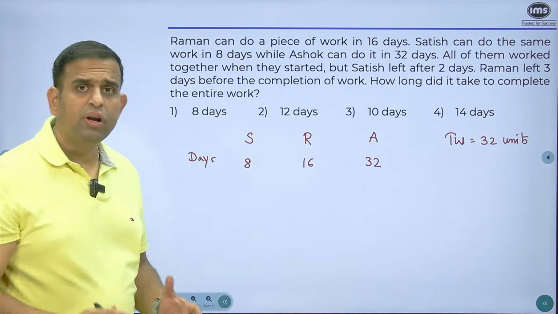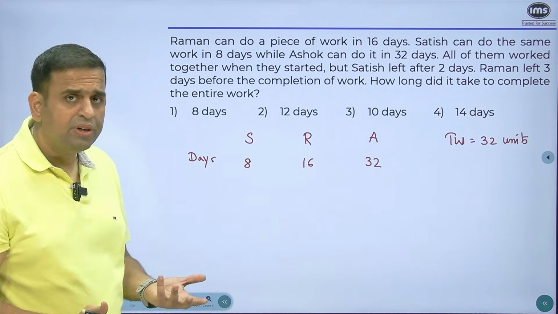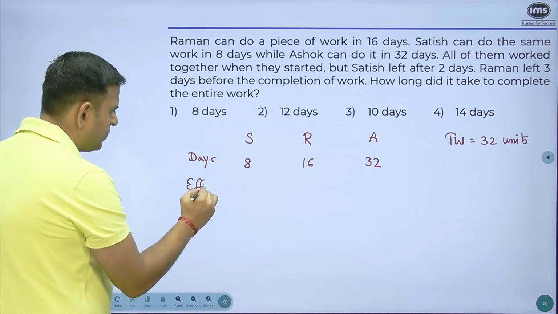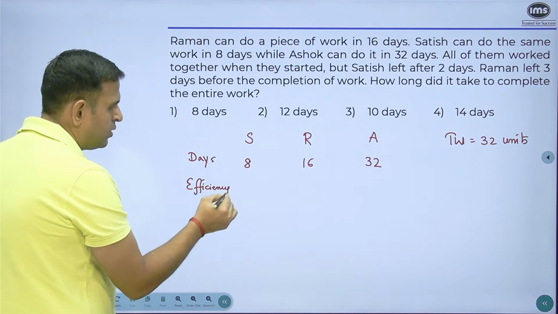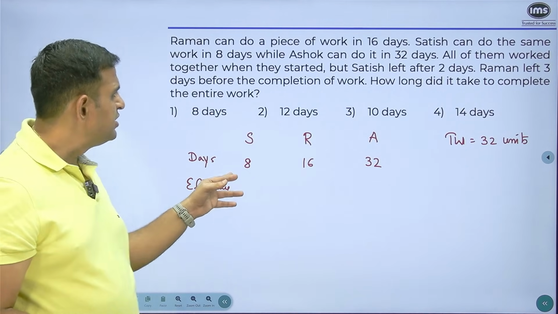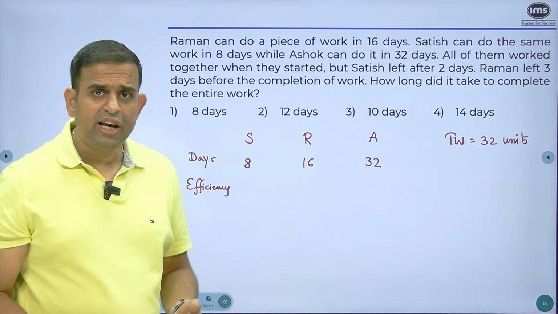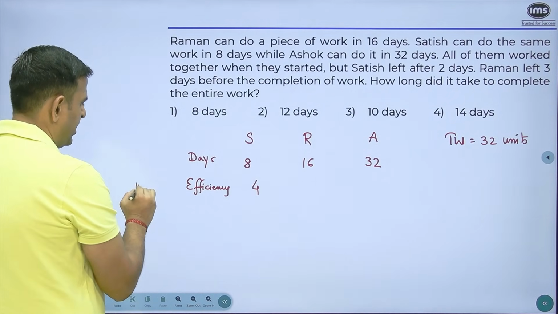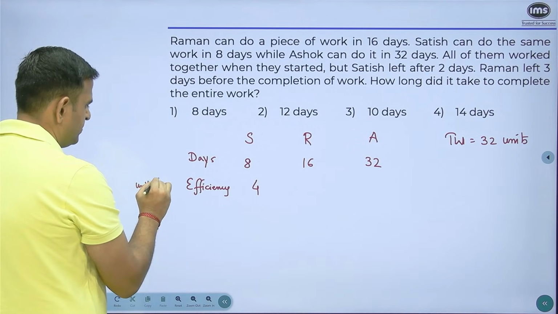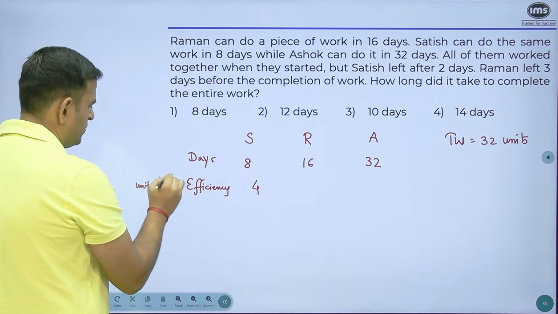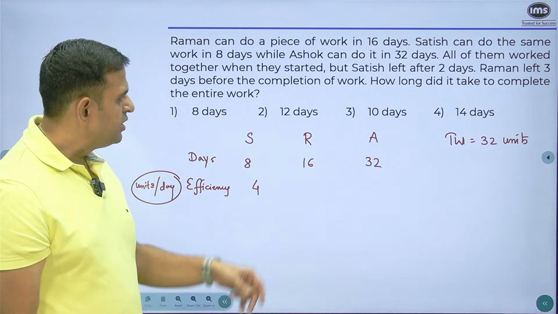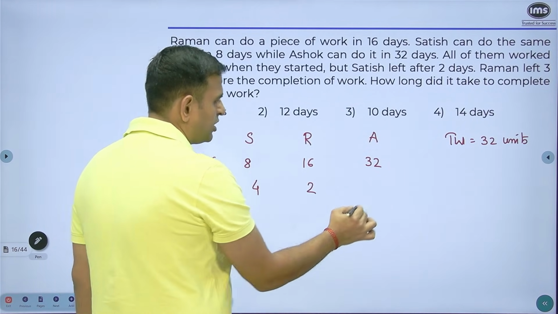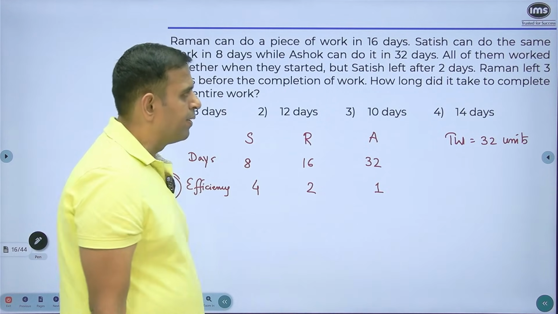So what can I say about the rate of work done by each of them per day? Or I can use the term efficiency. So if in 8 days the person Satish does 32 units, in 1 day he will do 4. So 4 per day, so I can say units per day. What about the person Raman? He will do 2 per day. And what about Ashok? He will do 1 per day.